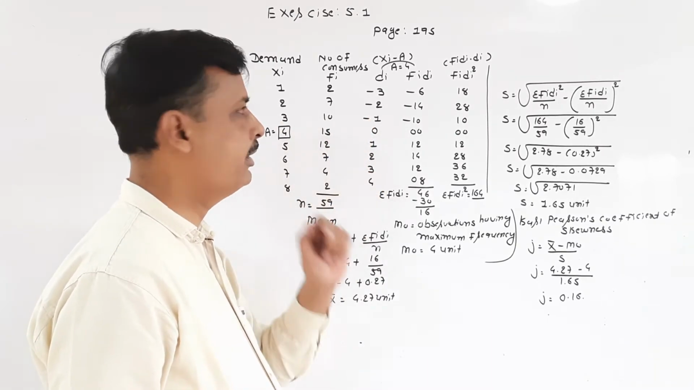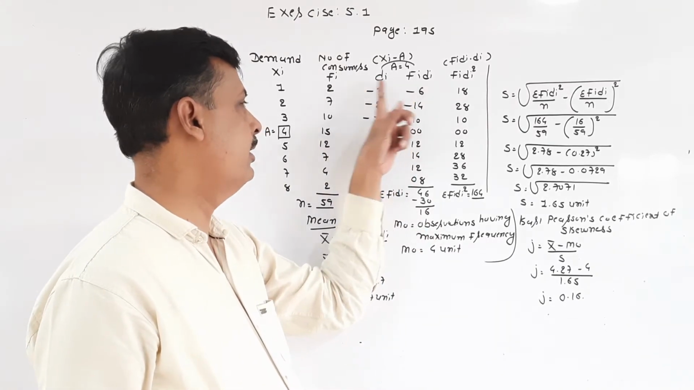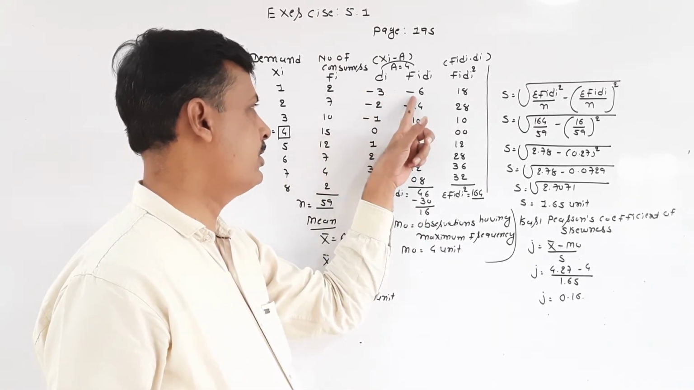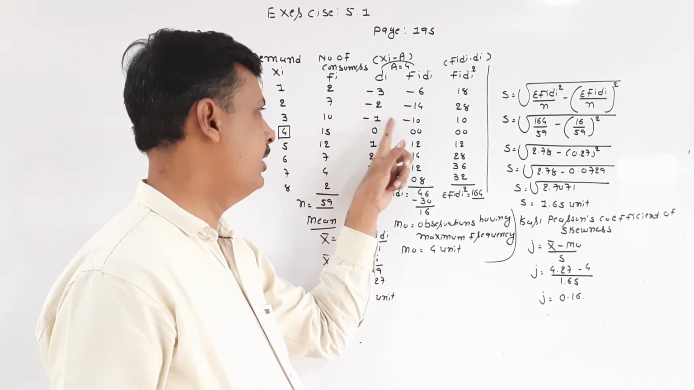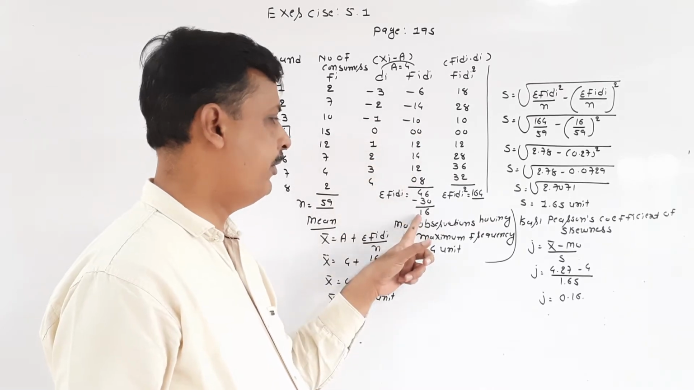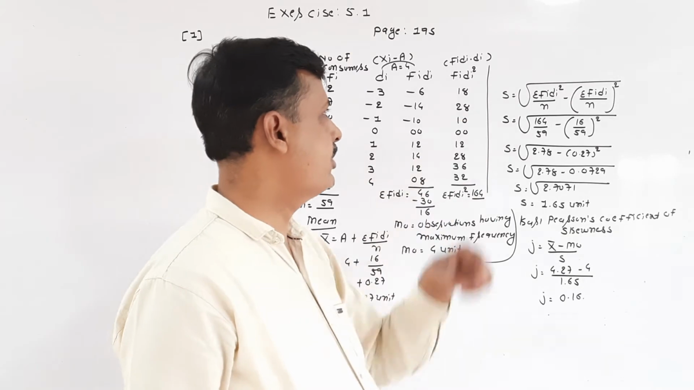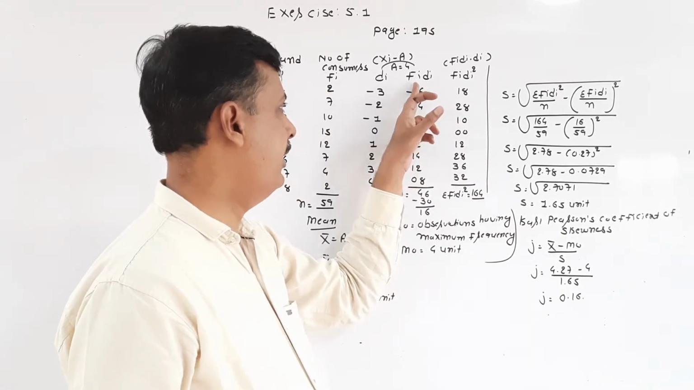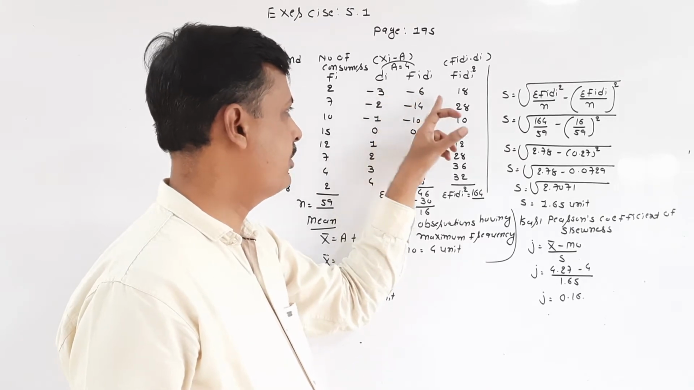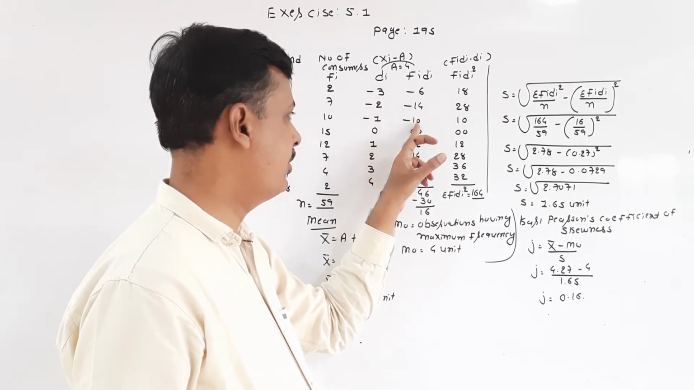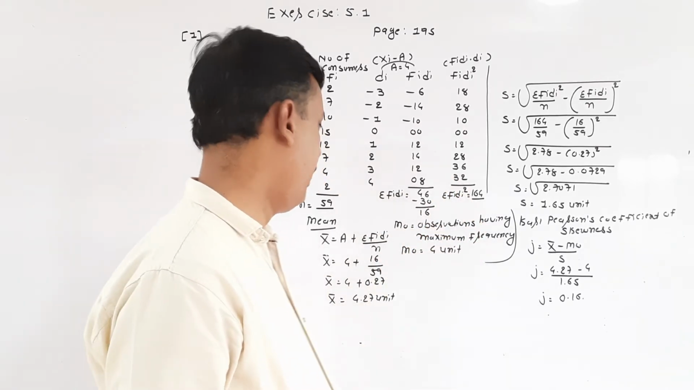Now fi into di, fidi: 2 into minus 3 is minus 6, 7 into minus 2 is minus 14, 10 into minus 1 is minus 10. So sigma fidi will be 16. Now fidi square, that is fidi into di: minus 6 into minus 3, minus 14 into minus 2, minus 10 into minus 1. So sigma fidi square is 164.